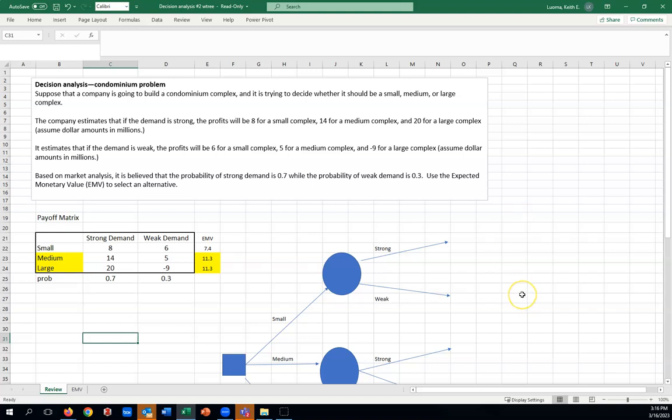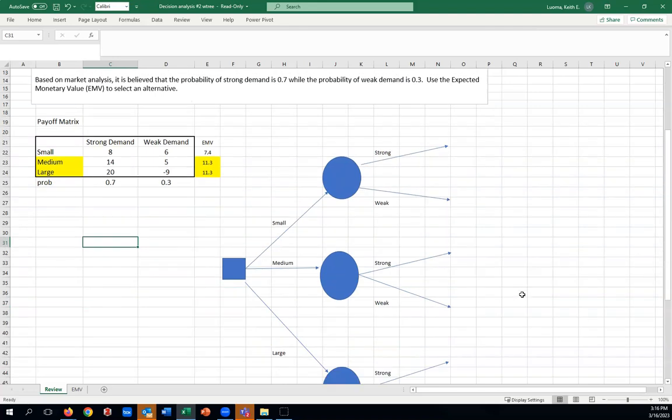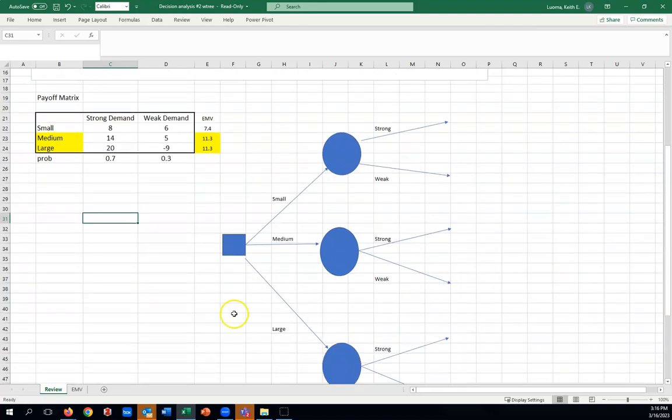Now let's look at this picture here, sort of an alternate way of looking at this. It starts out with a square here. We use a square when we are making a decision. In other words, the branches coming off of a square would correspond to our possible decisions.